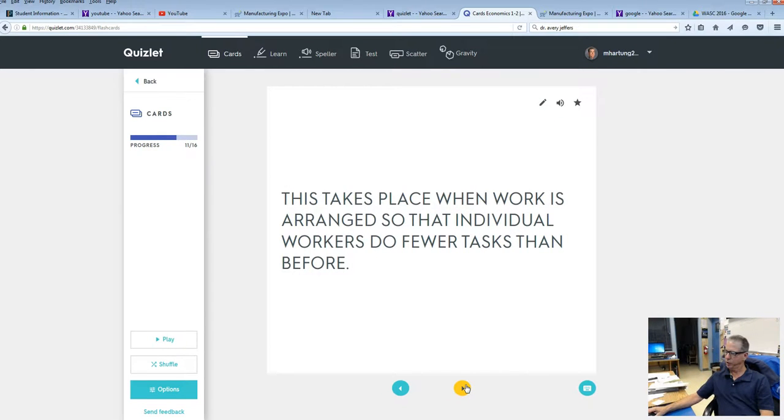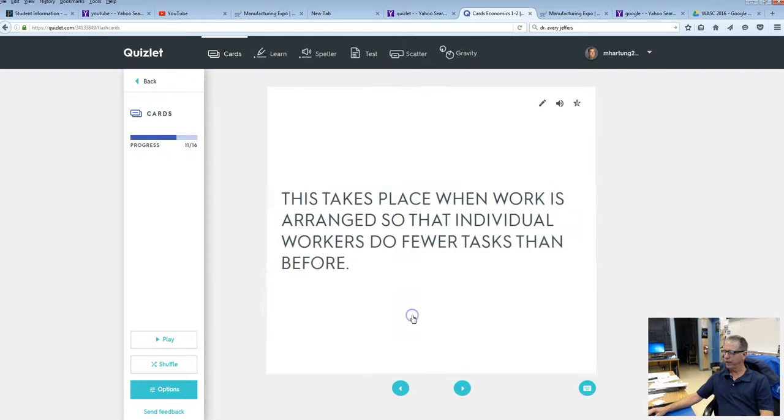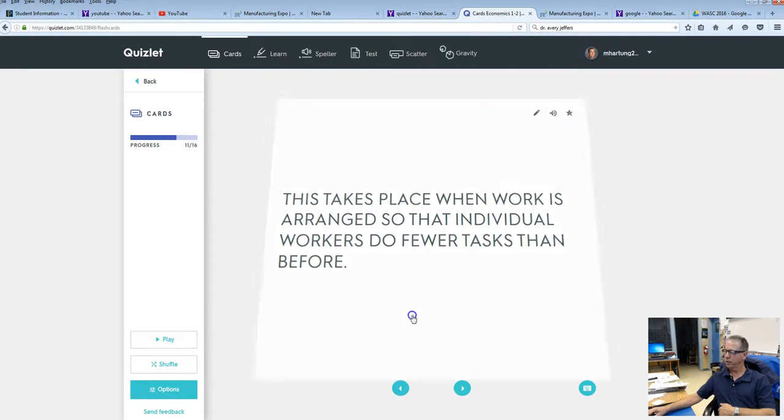This takes place when work is arranged so that individual workers do fewer tasks than before. This has to do with division of labor. Division of labor, a good example of that is an assembly line, for example, to build a car. A worker does a specific task and does it over and over and over again and gets really good at it.